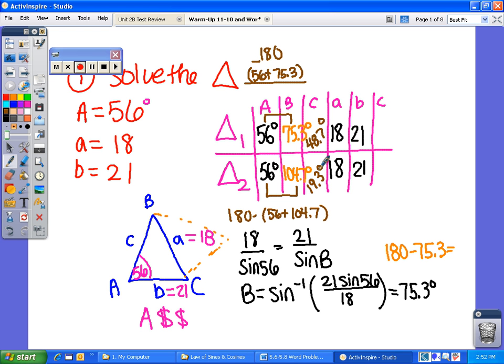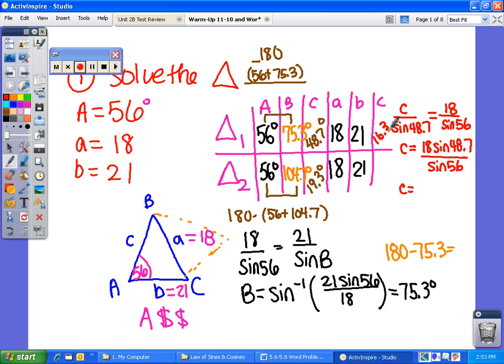So now the last thing that we have to do is find little c. To find little c, you're going to do the law of sines again. So for this one, you're going to set it up as c over the sine of C, which is the sine of 48.7, equals, use your given, 18 over the sine of 56. Cross multiply. And when you cross multiply and divide, you wind up getting 16.3.